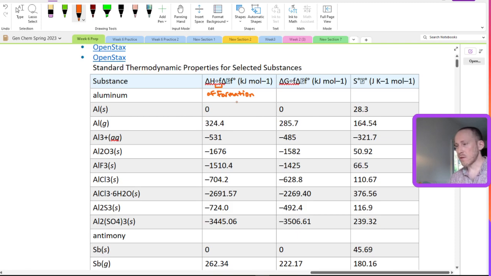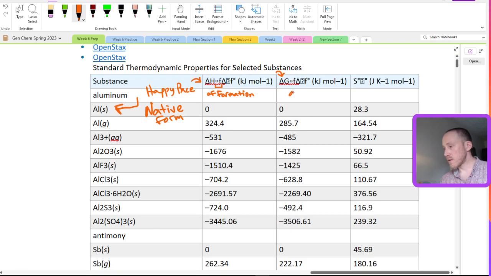And I just want to point out, aluminum is a great example right here. Al by itself, one aluminum atom by itself as a solid, that is the native form, or maybe there's another exact vocabulary term for that, but that's aluminum's happy place. And it doesn't cost any heat per mole to get there. And it doesn't cost any free energy per mole either to get there. So I just want to note that things in their native form have 0 delta H of formation, 0 delta G of formation.